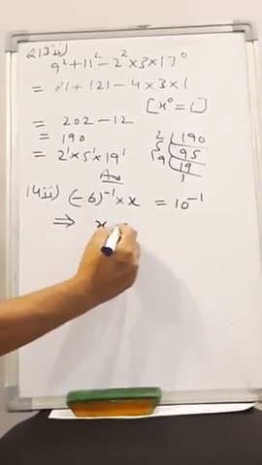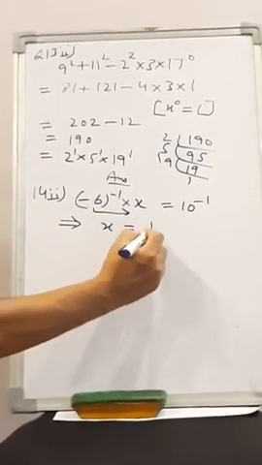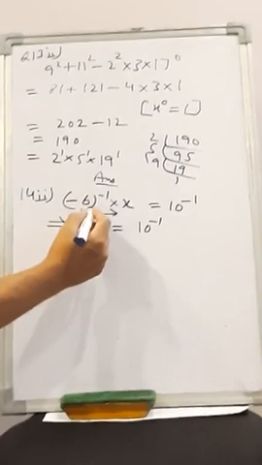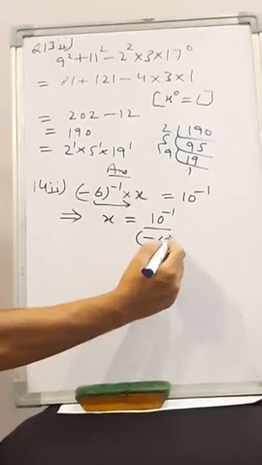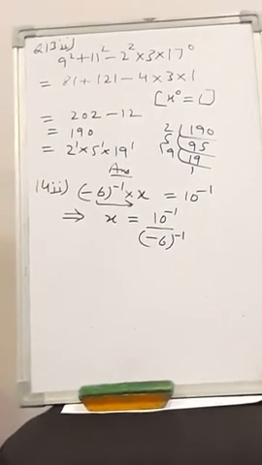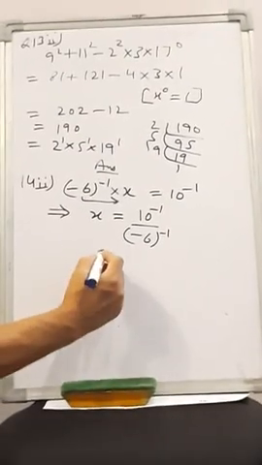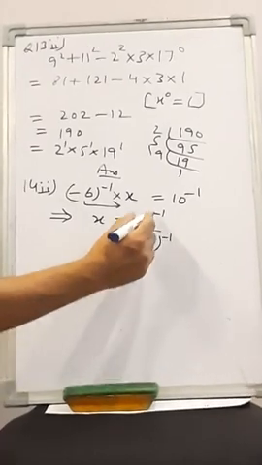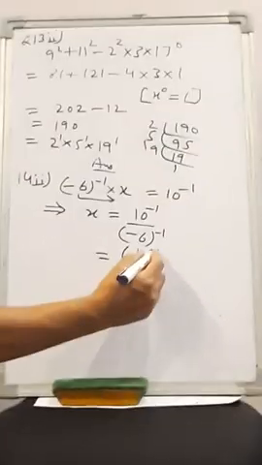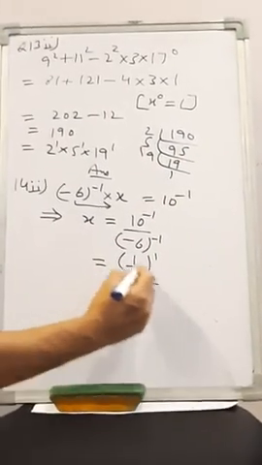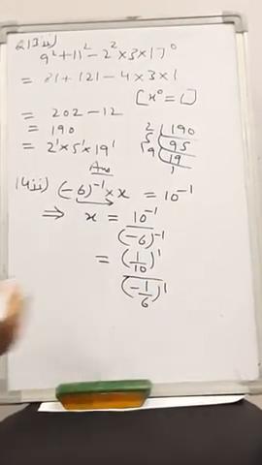Now to find the value of x, we will shift this to the other side. Here it is multiplying, on the other side it will divide. So this will be divided by minus 6 to the power minus 1. Now 10 to the power minus 1. If you reciprocate it, the power will become plus 1. Here also, if you reciprocate, the power will become plus 1.